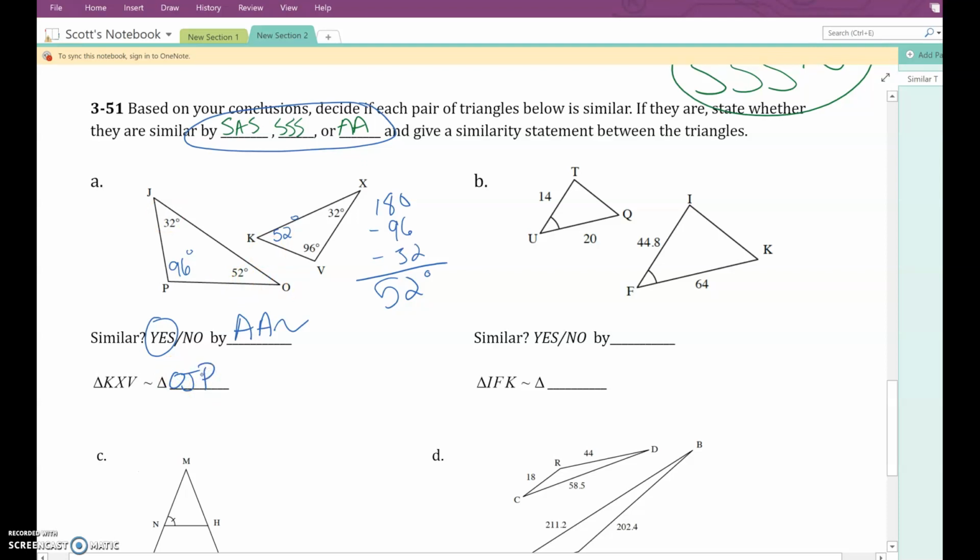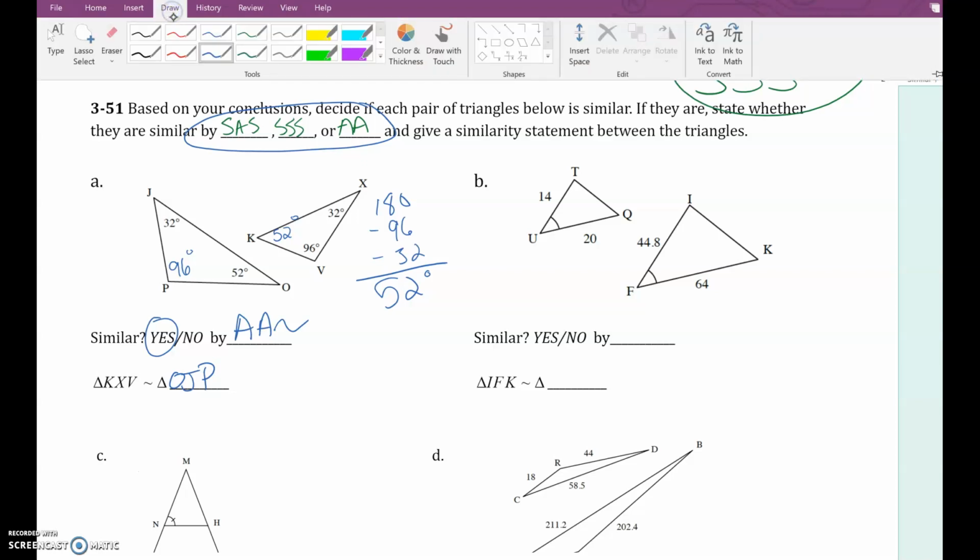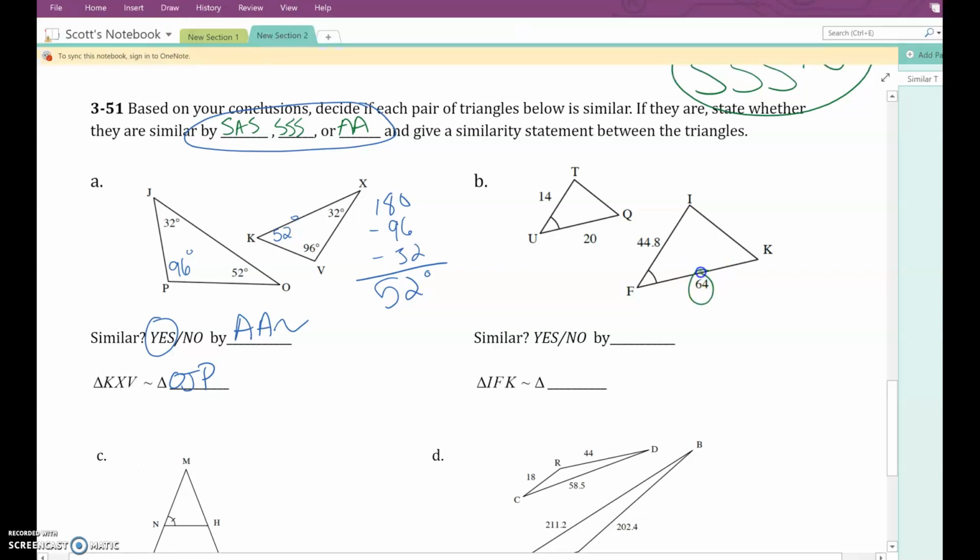All right. Over here, I need to try to get my match. Now, the good rule of thumb, make sure your bigger number goes with the bigger number on the other one. So for this one, I can't do angle, angle because I only know one angle is equal. Okay, so I'm going to match up 64 over 20. 44.8 goes with 14.